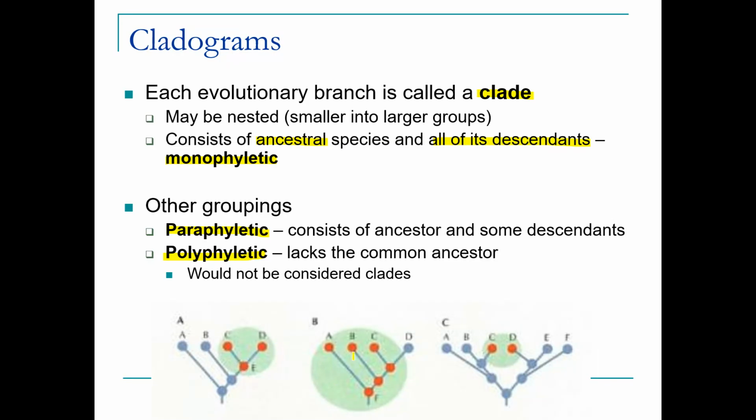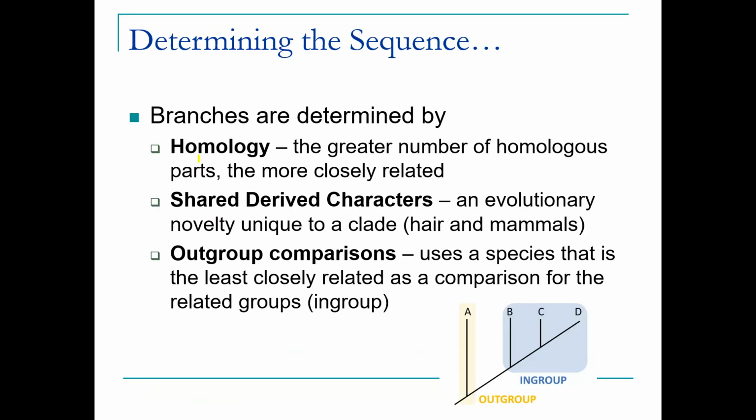Now some other groupings that you might see describing a group of organisms would be paraphyletic. So this is where you have the ancestor, but you're not including all of the descendants, so this would be a paraphyletic group. And then polyphyletic is where you have a group that you're referring to, but you're not including that common ancestor, so you can see that that ancestor is excluded there. These are not necessarily considered clades, but when you're describing evolutionary relationships or groups of organisms, you could use these words to describe them.